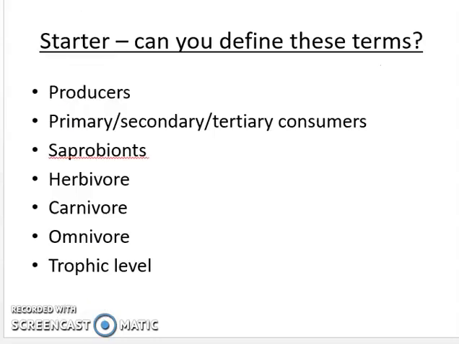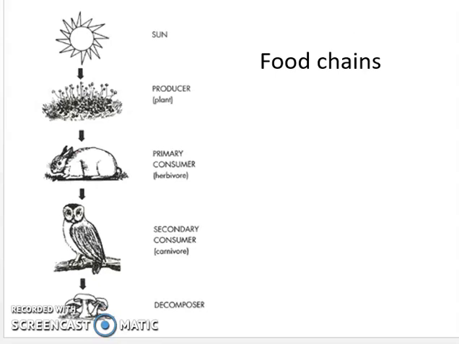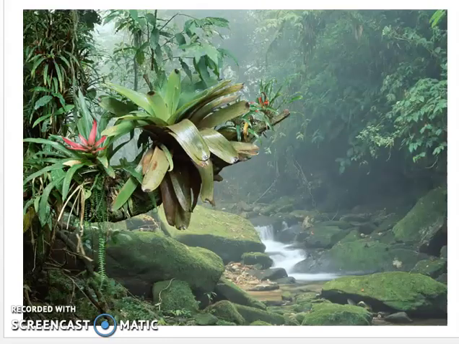Going back to those original terms: producers, primary, secondary, tertiary consumers, saprobionts, herbivore, carnivore, omnivore, and trophic level is the last one. Trophic level is the position in the food chain that these organisms take. I'll go a little bit more into that when we start looking at food chains and food webs. Let's go back a little bit though and talk about what an ecosystem actually is.